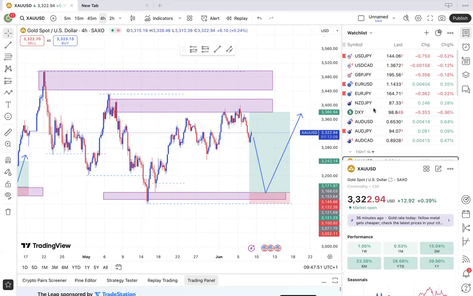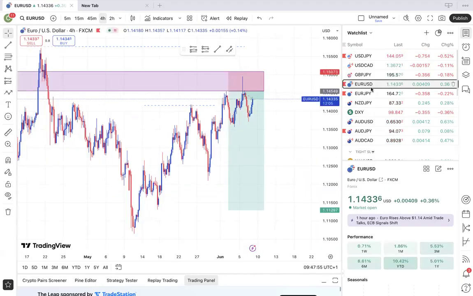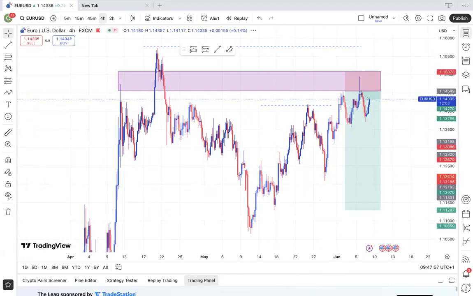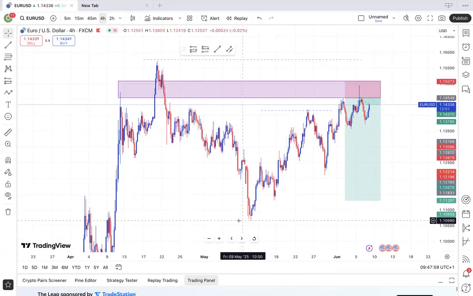Now, after that, you're going to have the next zone, which would be EURUSD. For EURUSD, it's currently on. And for EURUSD, this was what we marked out.